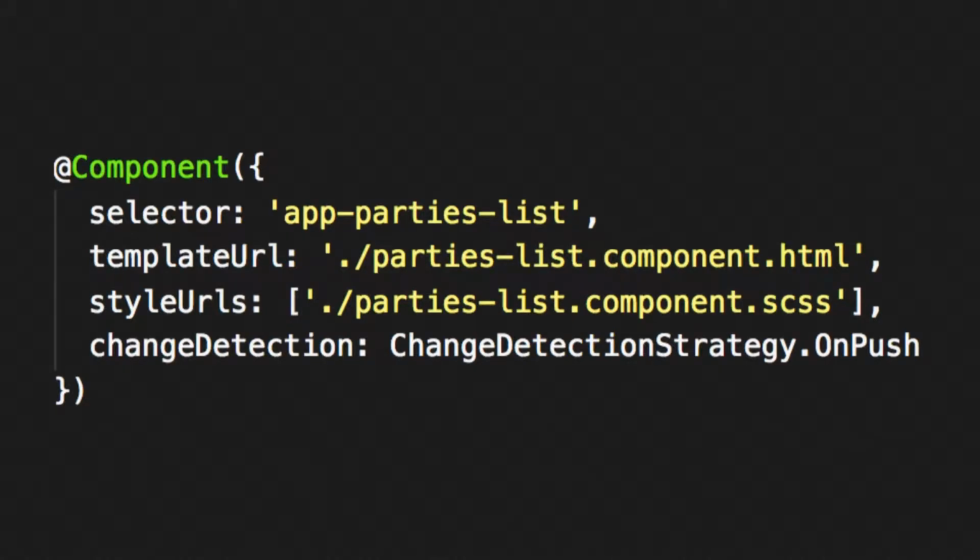Now, remember, change detection is invoked for every element of a component when changes happen. OnPush will trigger change detection not only when new data is passed in, but also when an event inside the component happens.